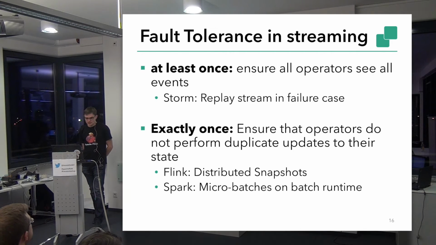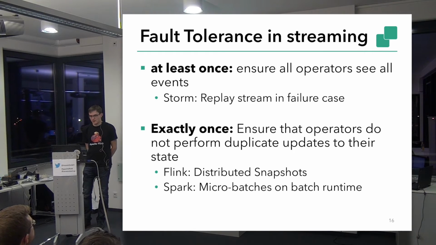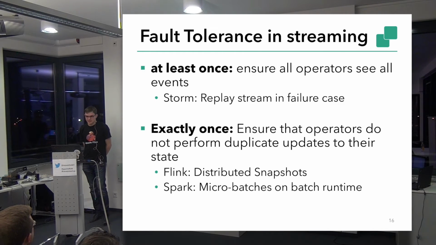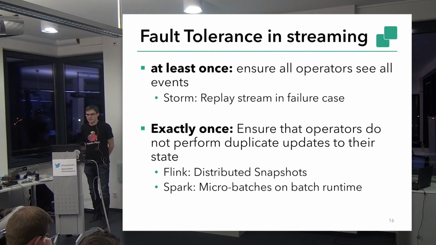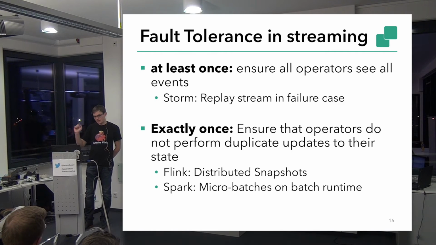Next is fault tolerance. So there are two main fault tolerance guarantees that systems have. One is at least once, which means that you make sure that all operators see all events, but it can happen that you see events multiple times. This is okay in cases where you update a key value store, for example. Then you just update one key twice, but you don't have any false results.